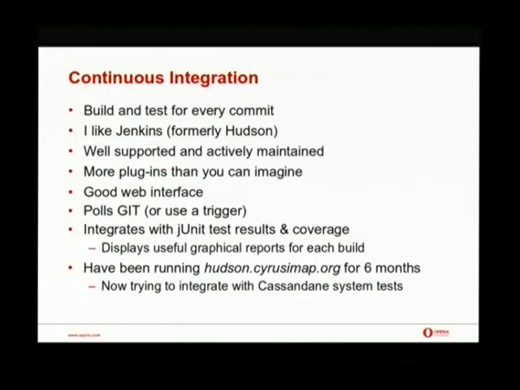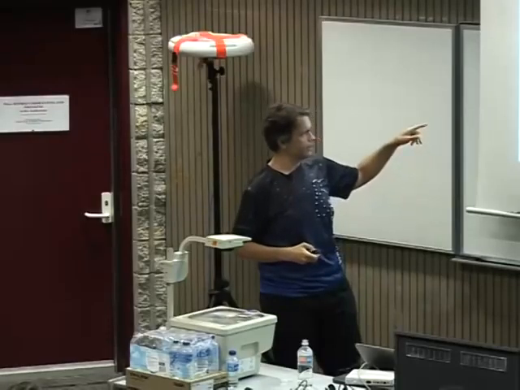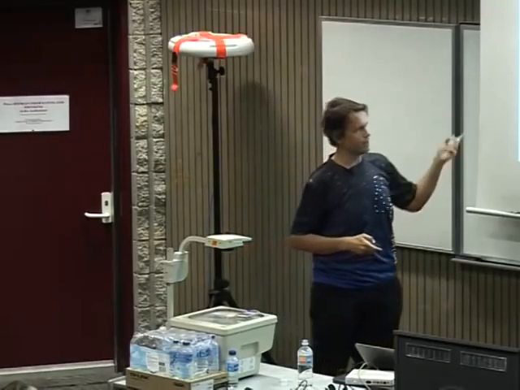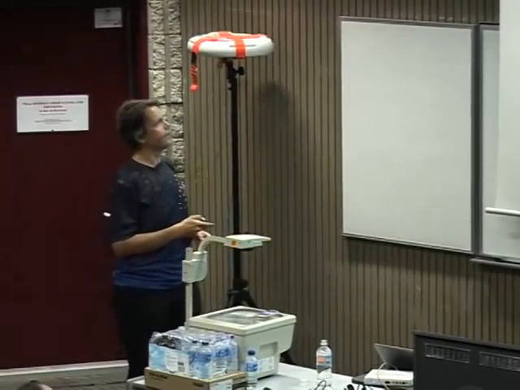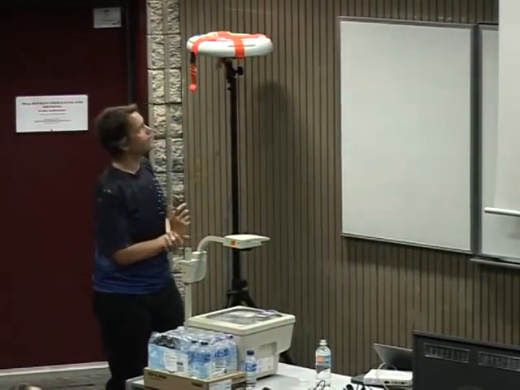Doesn't matter. So we've been running on hudson.cyrusimap.org for 6 months with kind of mixed results. There's been a few little problems actually getting that to work reliably, which is why I haven't actually been CCing the mails out to the public devel list. But yeah, what I've been doing in the last couple of weeks is just trying to make it run the Cassandane system tests. So we have well over 400 test cases in there now, only 100 of which fail.